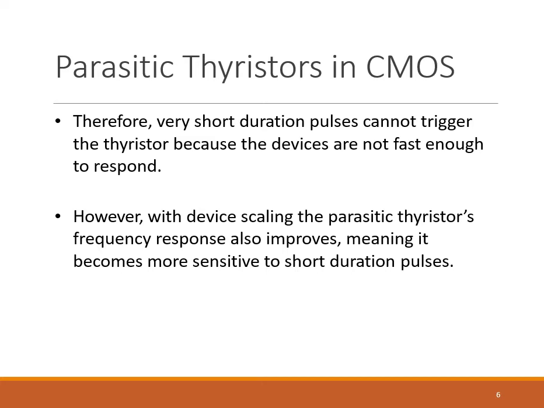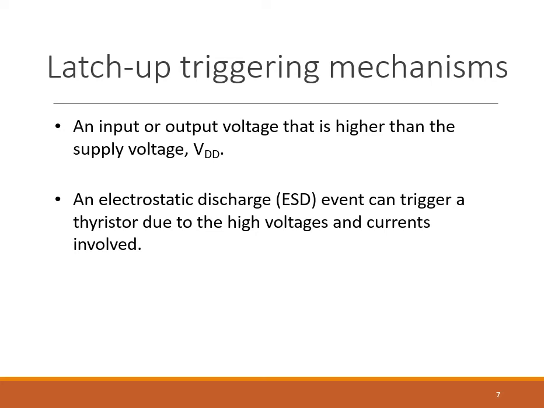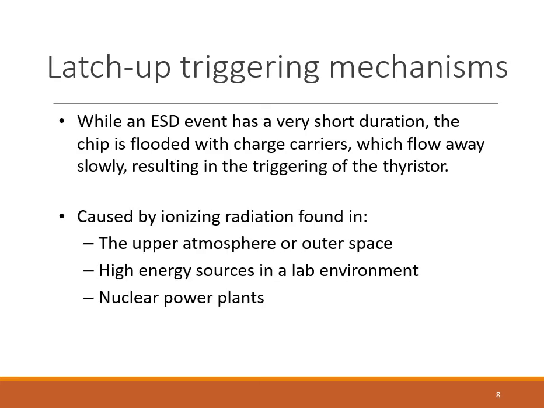to short duration pulses. Now here, to trigger the latch up, an input or output voltage is required that is higher than the supply voltage, and also the two transistors get triggered when an electrostatic discharge occurs due to the high voltage and currents that are involved in the operation of the CMOS devices. Now here, when an electrostatic discharge of very short duration occurs, the chip gets flooded with a very large number of charge carriers that will flow very slowly and eventually result in triggering of the thyristor.